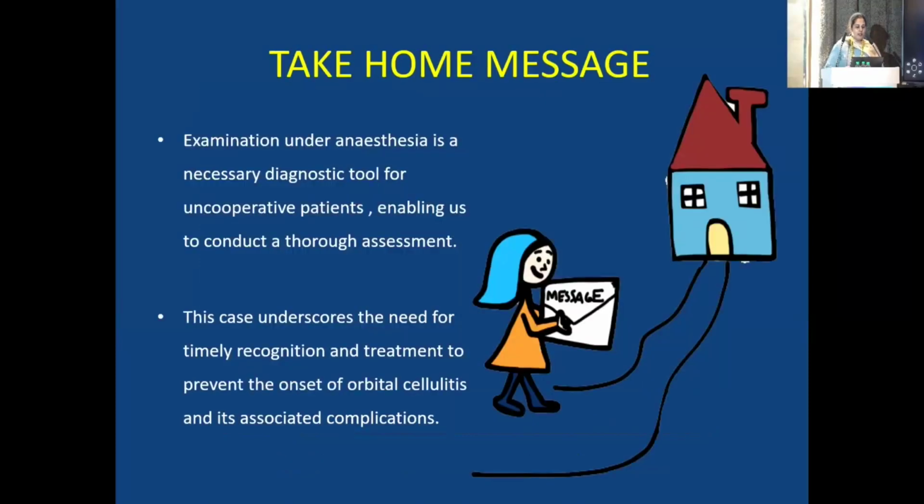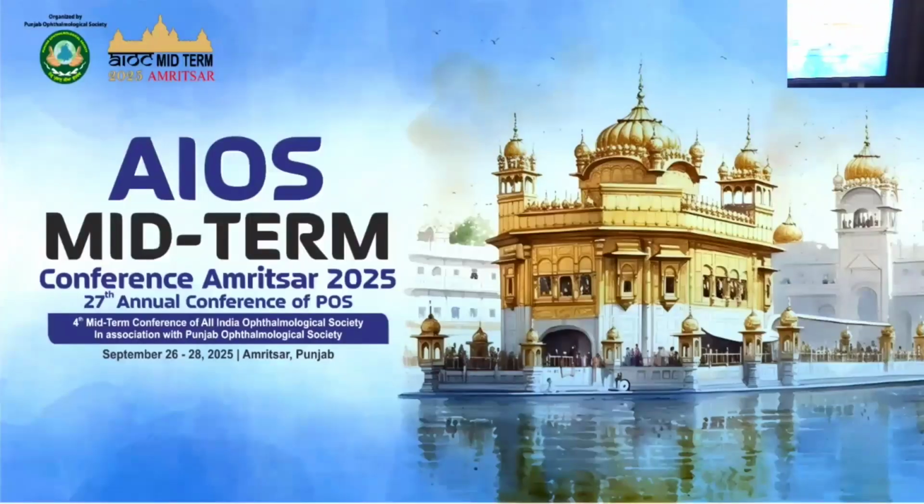So take-home message is examination under anesthesia is a necessary diagnostic tool for uncooperative patients, enabling us to conduct a thorough assessment. This case underscores the need for timely recognition and treatment to prevent the onset of orbital cellulitis and its associated complications. Thank you. Thank you, Doctor.